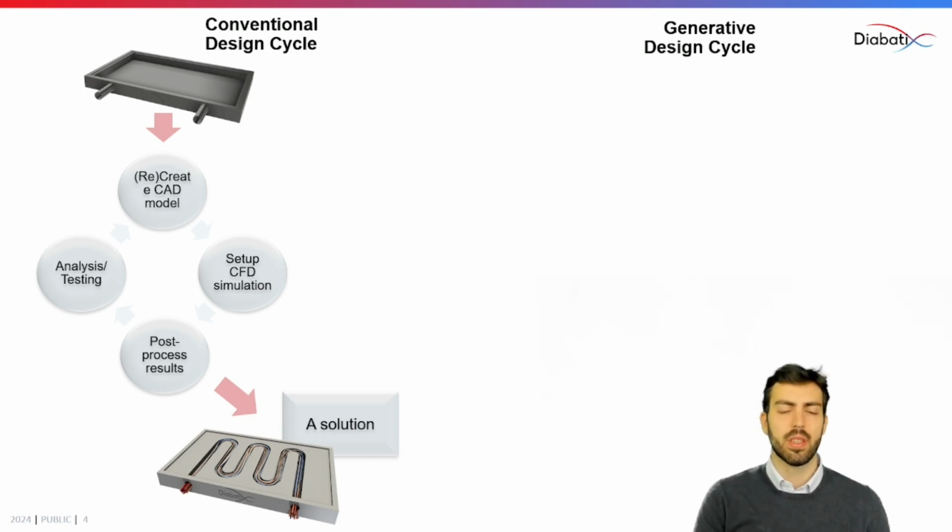The flow is blocking here. Then you need to iterate on that design. You need to make it better. And you do this process over and over and over again, which can take weeks, months, sometimes even years to get to a final design that meets your criteria. That is what you see at the bottom.